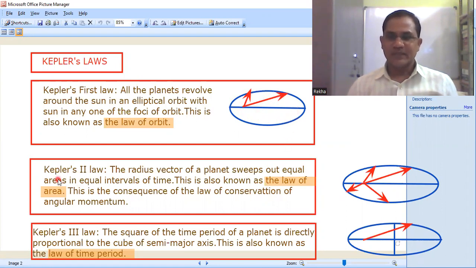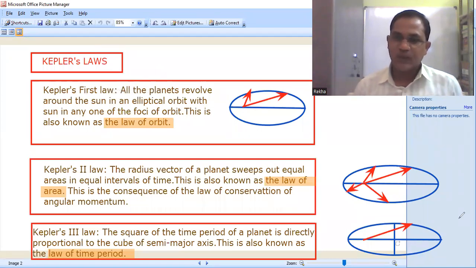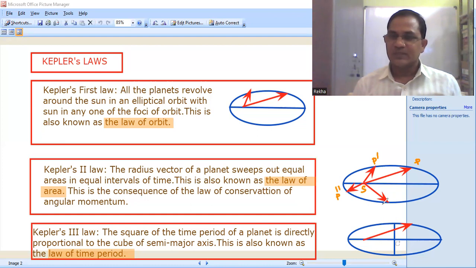Coming to Kepler's second law, the radius vector of the planet sweeps out equal areas in equal intervals of time. You can understand it here. This is the sun, and this is the planet. The line joining sun and planet is the radius vector. In some time interval, the planet moves from position P to P dash. In the same time interval, it moves to position P double dash, and in the same interval again to position P triple dash.